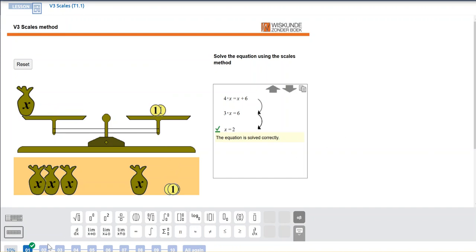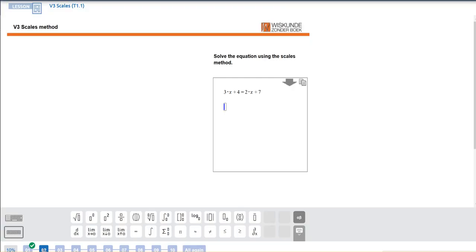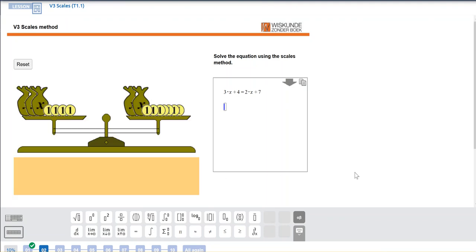If we go to the second activity, we see a different kind of equation. 3 times x plus 4 is equal to 2 times x plus 7. Again, it's represented by a scale that is in balance. On the left hand side, 3 x's, 3 times x, and 4 loose marbles plus 4. On the right hand side, 2 bags of marbles, 2 times x, and 7 loose marbles.